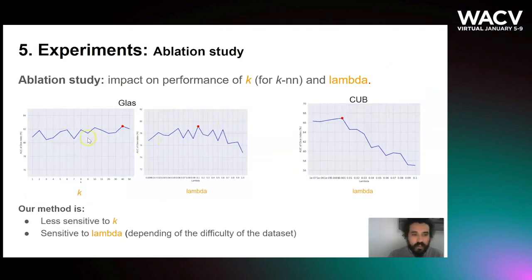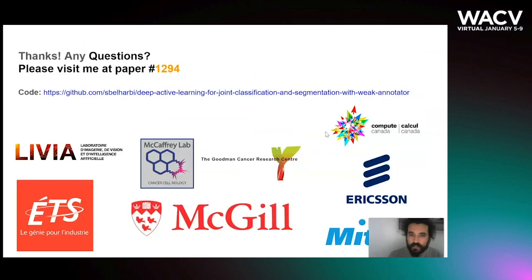We perform an ablation study over the two hyperparameters of our method, the K for KNN and lambda, and we found that our method is less sensitive to K, but relatively sensitive to lambda, depending on the complexity of the dataset. For example, CUB is a more complex dataset, and this adds more noise to the segmentation. Therefore, we recommend using a small value of lambda.